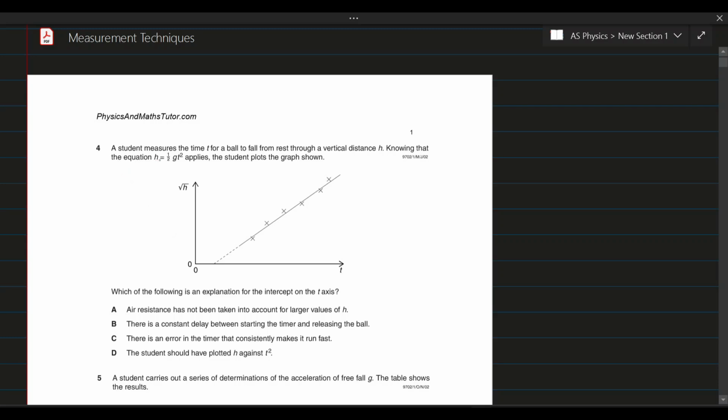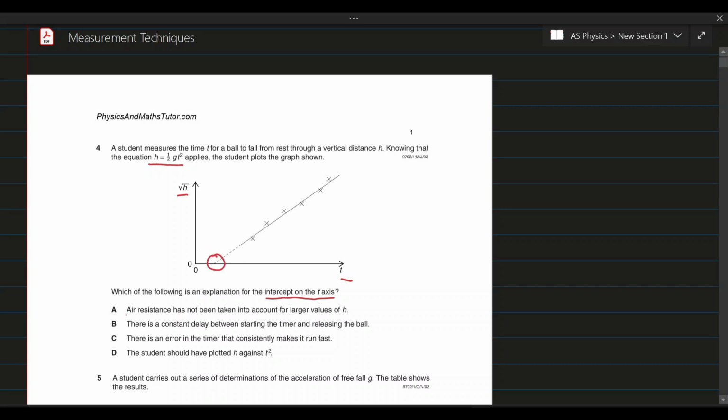Okay, so the first MCQ says the student measures time t for a ball falling from rest through a vertical distance h, knowing the equation. This is the equation, we know that. The student plots the graph below, with under root h and t, and there's a straight line. Which of the following is the explanation for the intercept on the t-axis? They are talking about this intercept.